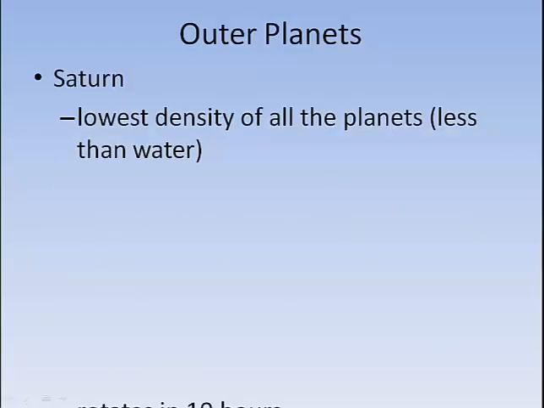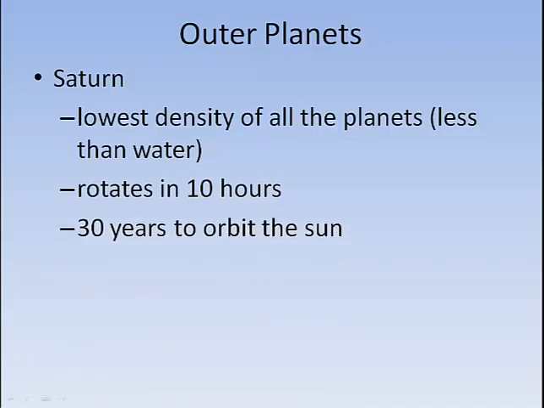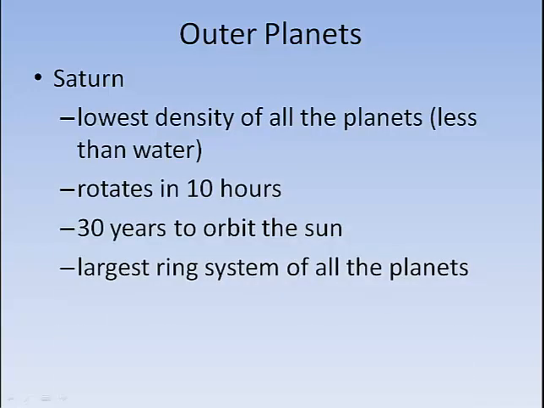Saturn is the next largest planet. It's the lowest density of all planets. It has a density of less than 1. Water has a density of 1. So if we had a giant bucket of water and we put Saturn in it, it would float. It rotates very quickly. It takes 30 years to go around the sun.